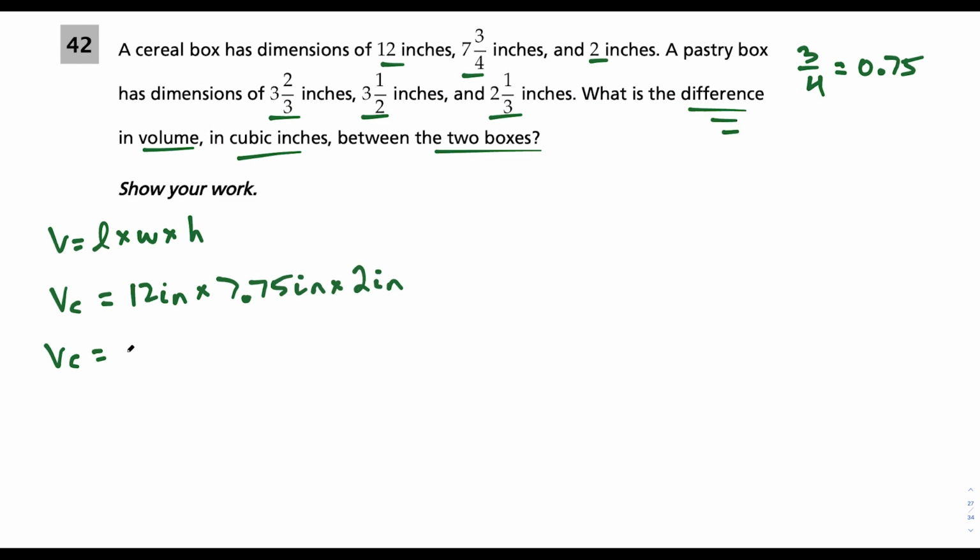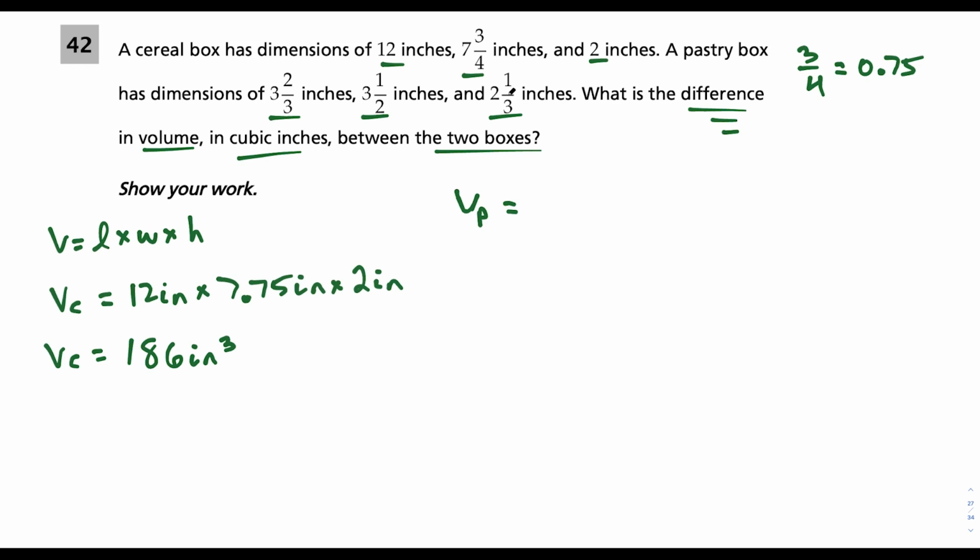So the volume of the cereal box is 186 cubic inches like this. So now the next thing I want to find is what is the volume of the pastry box. So I'll put a subscript P here to represent the volume of the pastry box. And that I would multiply the length, width, and height. So I'm going to multiply 3 2/3 by 3.5 times this.